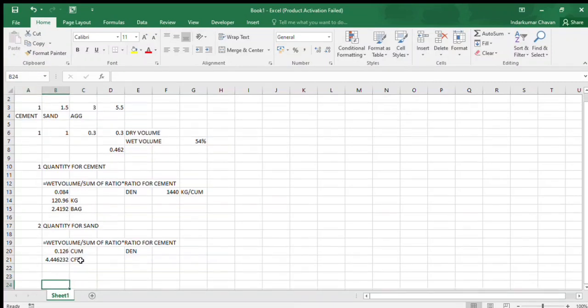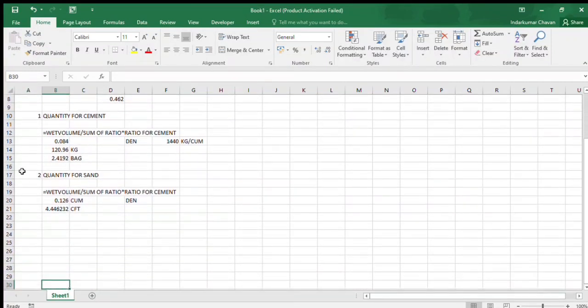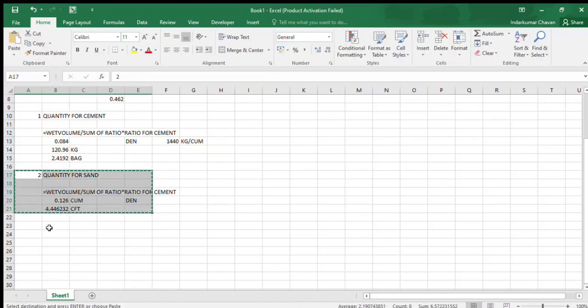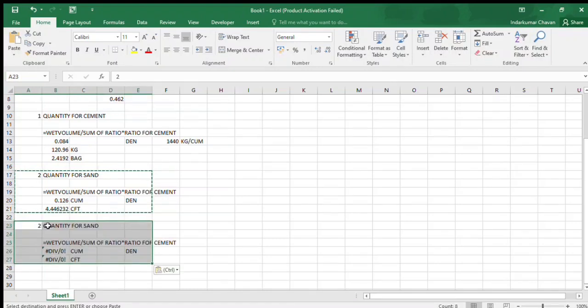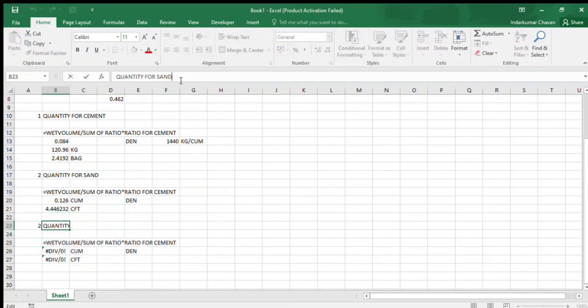And the third one is aggregate, right? So I just copy all this, Control C and Control V. I replace sand by aggregate, right? And I will just change from here from cement to aggregate. In the above formula also I need to change the formulas to aggregate, right?